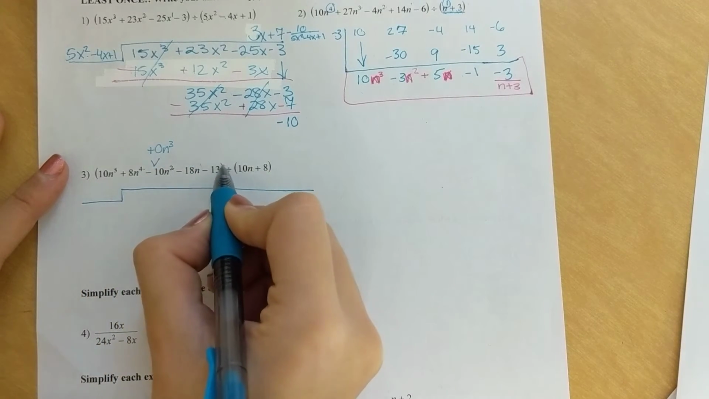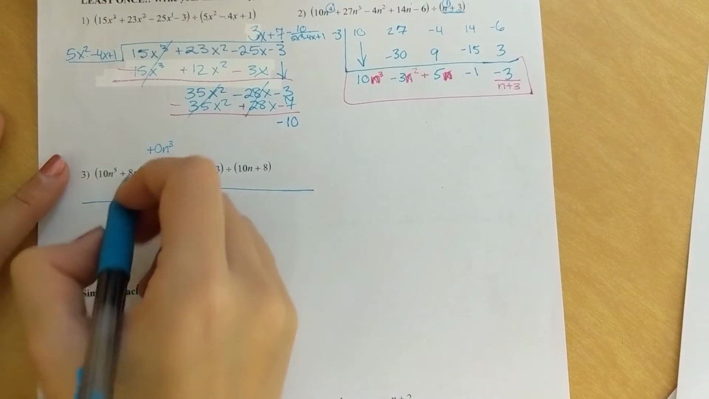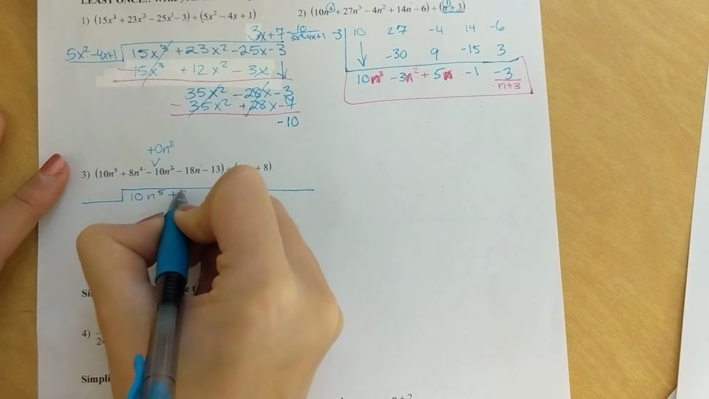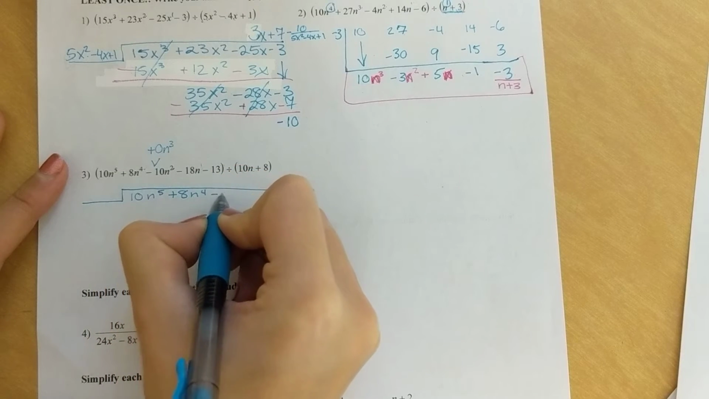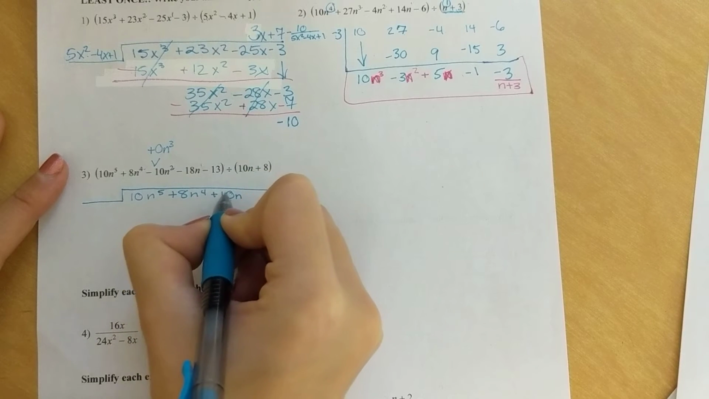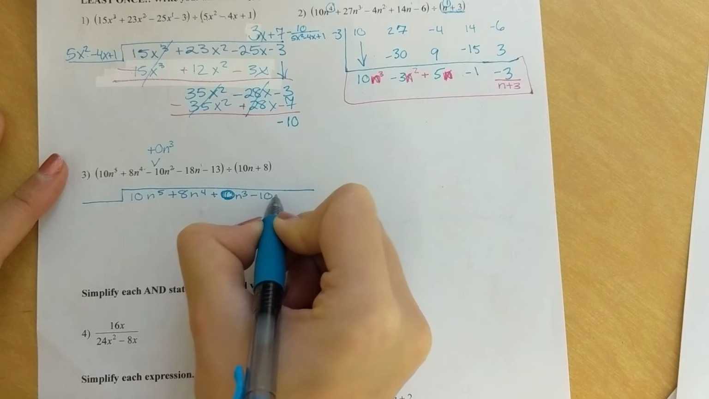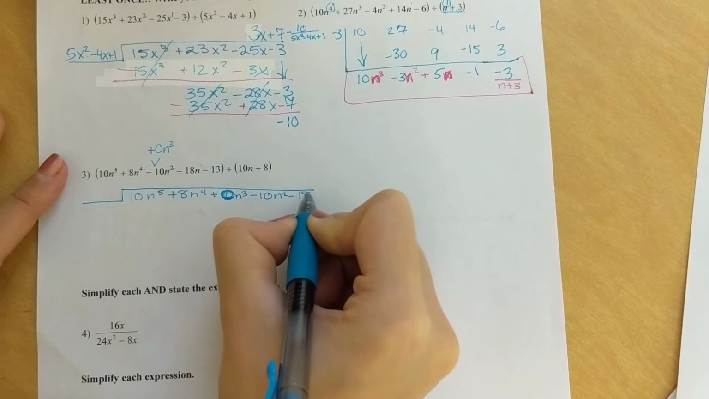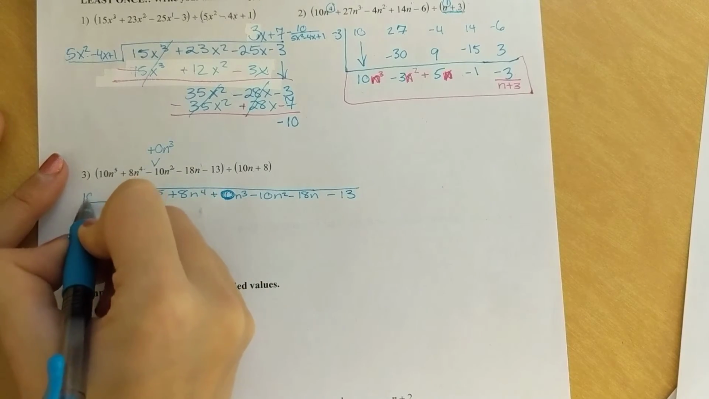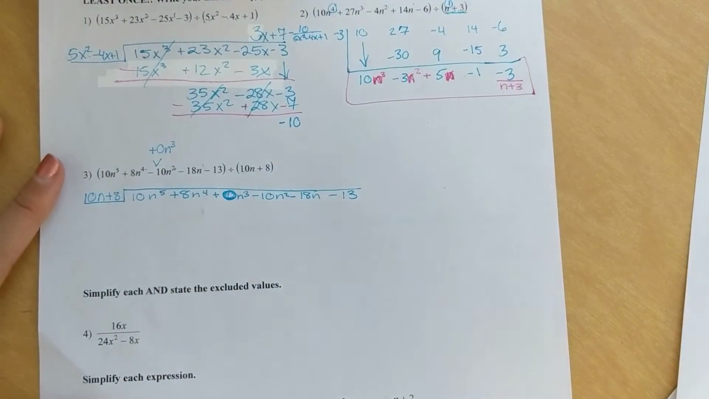2, 1, 0. You could have multiple missing powers, so make sure to check the whole thing. 10n to the 5th plus 8n to the 4th minus 10n squared plus the 0n cubed that we just added in minus 10n squared minus 18n minus 13. Divided by 10n plus 8. All right, go ahead and divide.